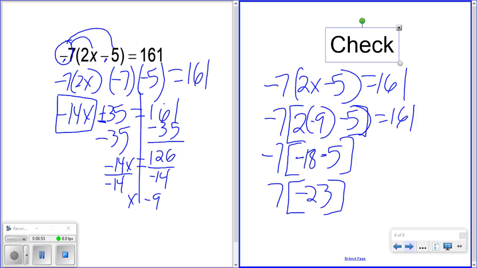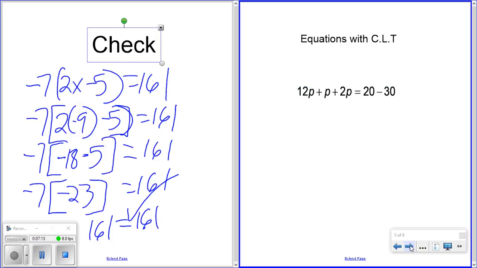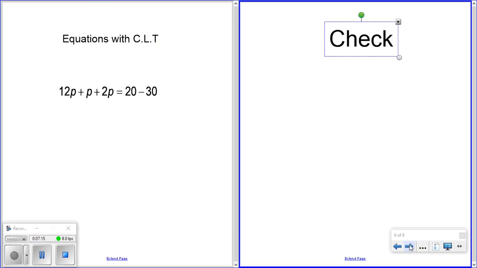And we're going to hold that negative 7 out in front. And negative 7 times negative 23, 7 times 23 is, there we go, 161. So once you have done the check, you are free to move on. That's one of the positive things about doing equations. You know right now if your answer is right or wrong.